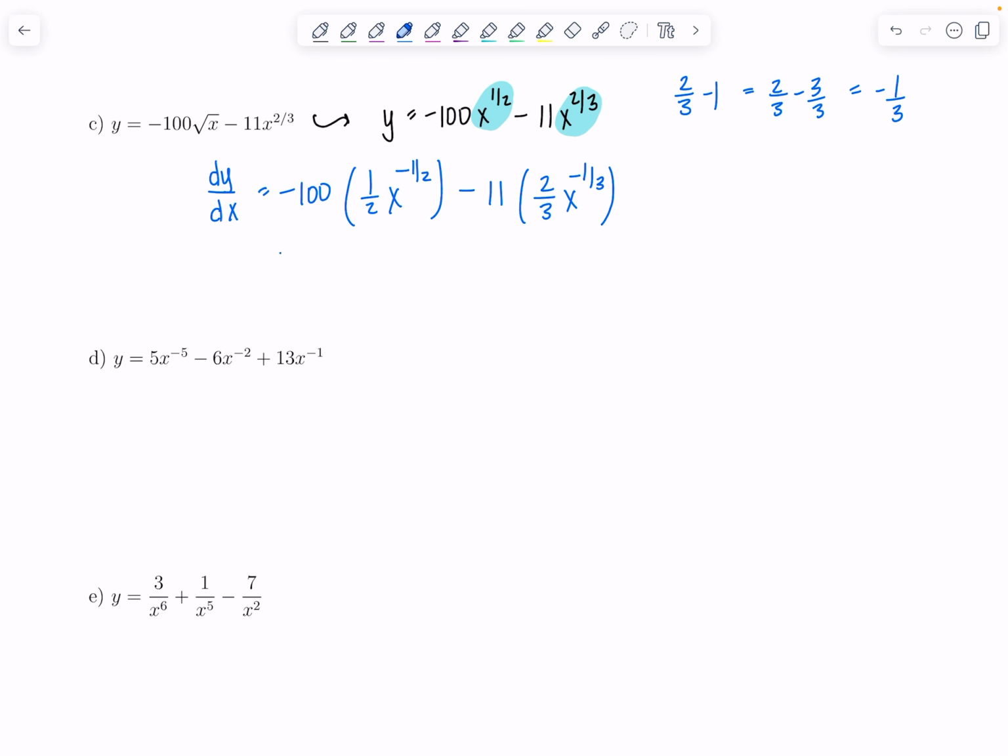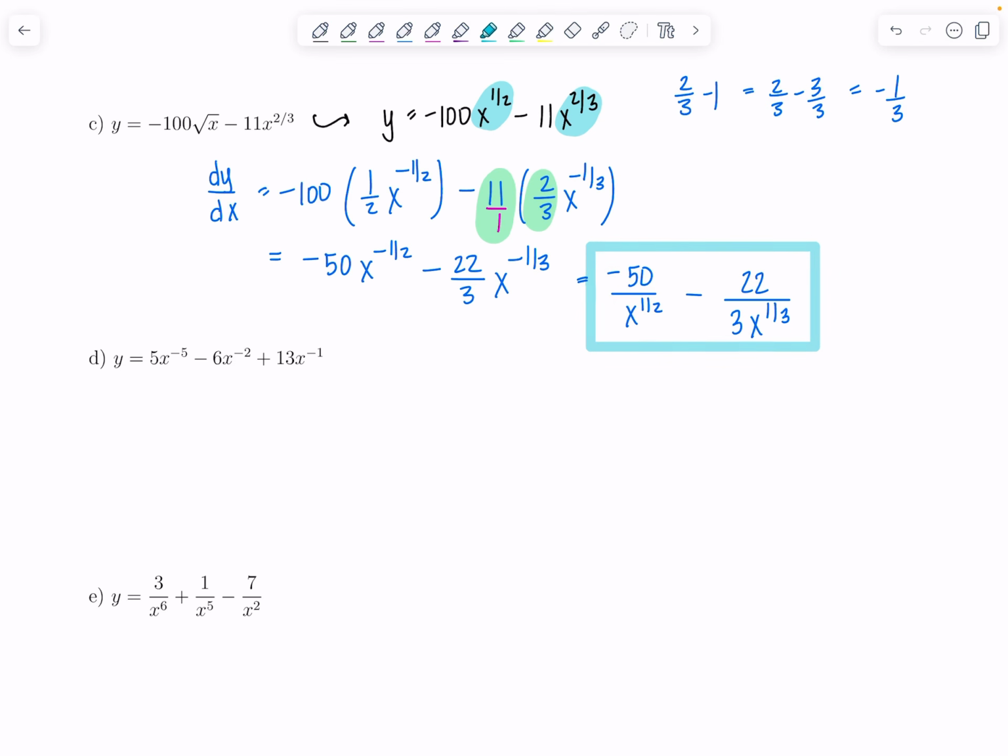Okay. Now let's clean up. So we've got negative 100 times 1/2, that's negative 50, x to the negative 1/2. Minus, remember this 11 is 11 over 1 if it helps you. When you multiply these constants, just multiply the numerators and multiply the denominators. So it's 22 over 3 x to the negative 1/3. And then let's rewrite all the negative exponents in the denominator again. So this is negative 50 over x to the 1/2 minus 22. The 3 is already in the denominator, and x to the 1/3 will come to join it. Okay? Very good.